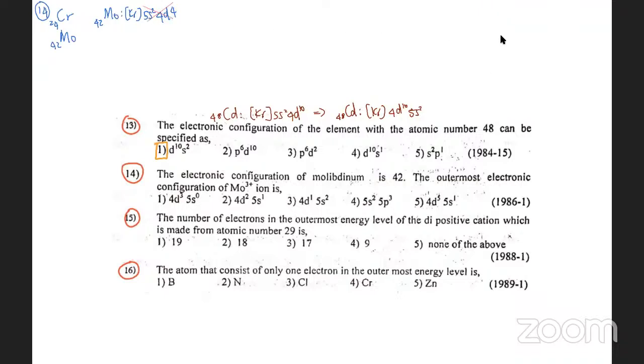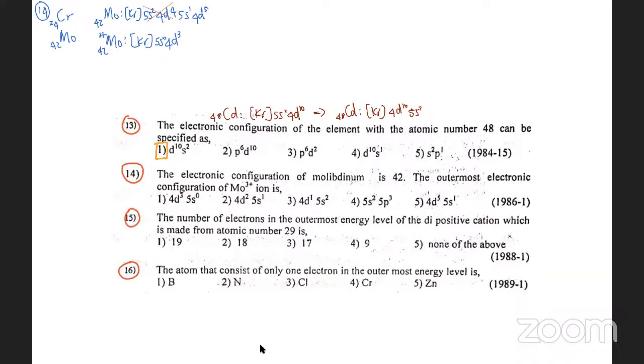So what we need to do is change it to 5s1 4d5. Molybdenum 3 plus, on the other hand: until krypton, I should first remove the electron from 5s1 and then remove 2 more electrons from 4d5. So it becomes 5s0 and then 4d3. So the answer is the first one.